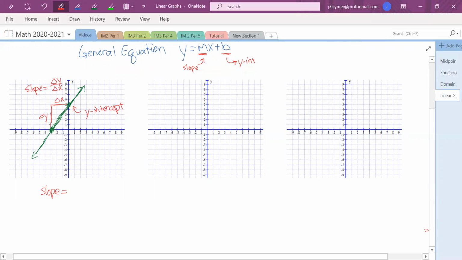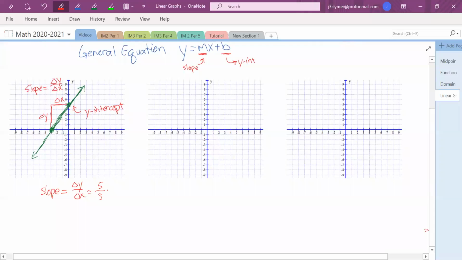And I'm going up 1, 2, 3, 4, 5. So my change in y appears to be 5. So I'm going to write this first, change in y over change in x. My change in y appears to be 5. My change in x is 1, 2, 3.